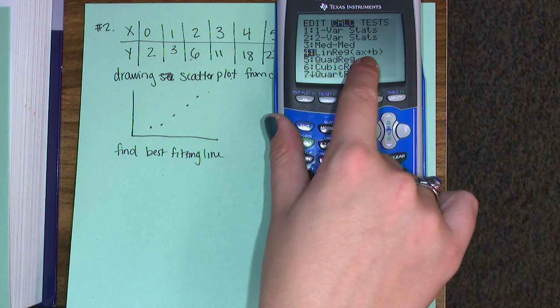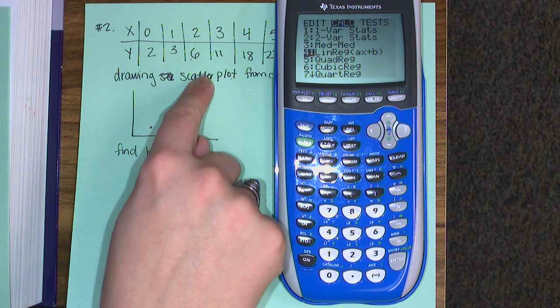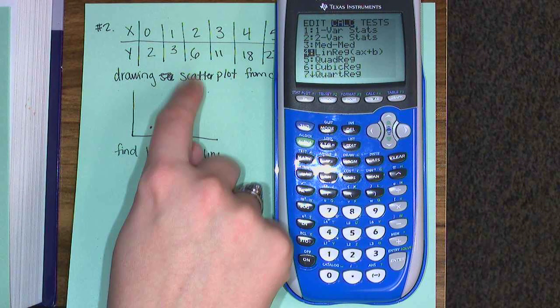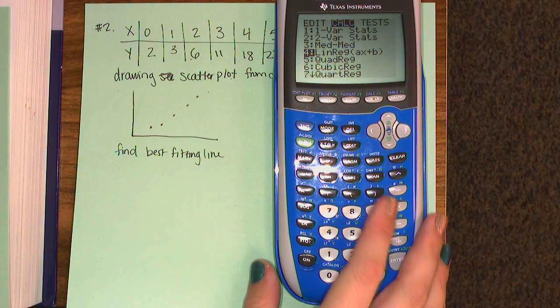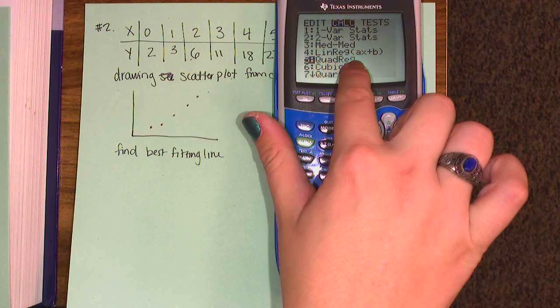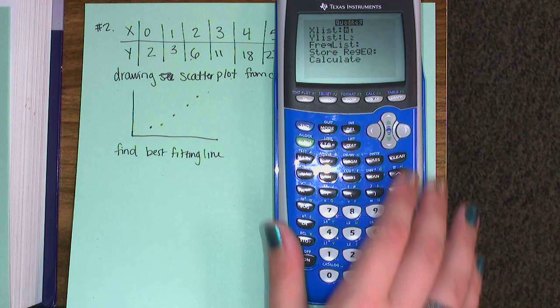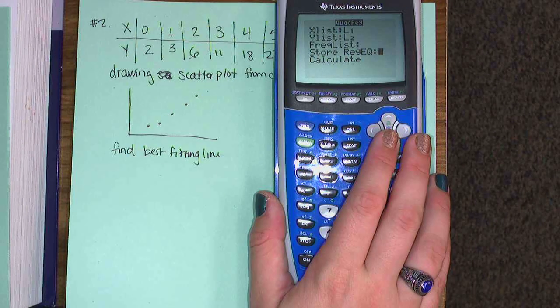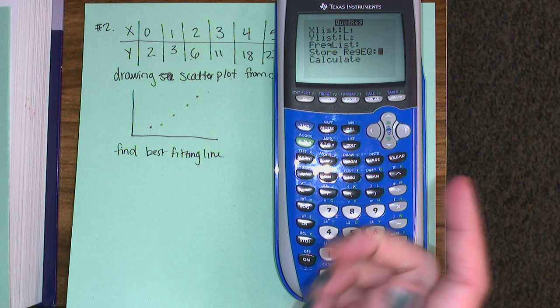But this one is quadratic in nature. You could tell that by the way the dots go up, like a parabola like we've seen before. So that means I need the quadratic regression one. I hit enter, and it should have everything for me. But then I want to store it in, let's say, y1.